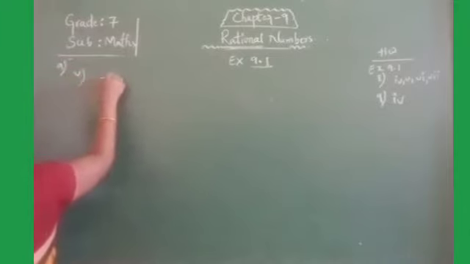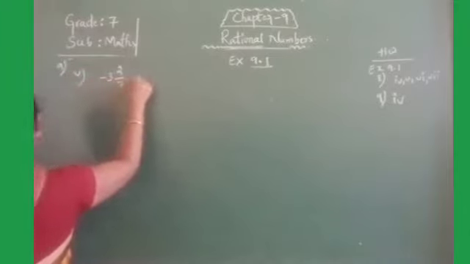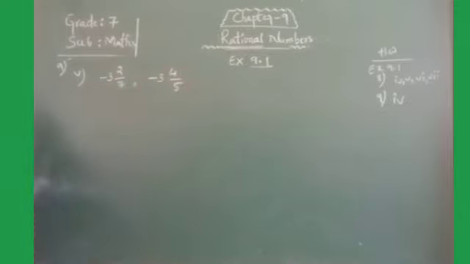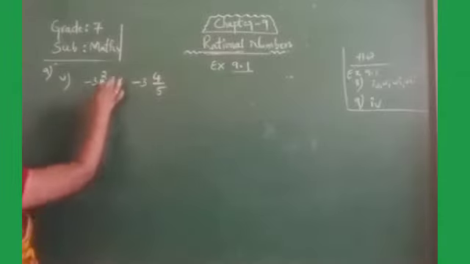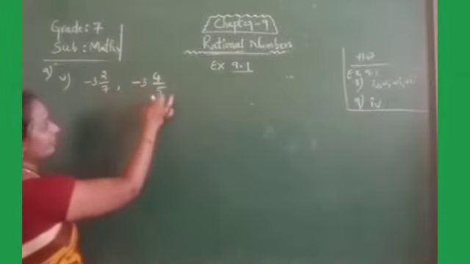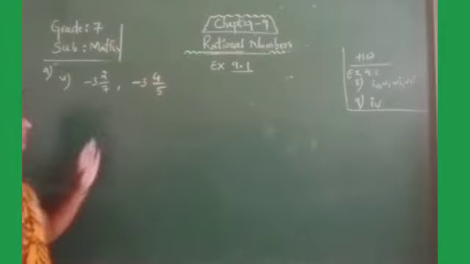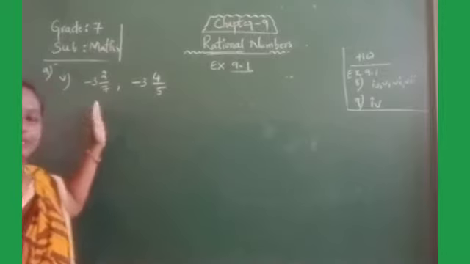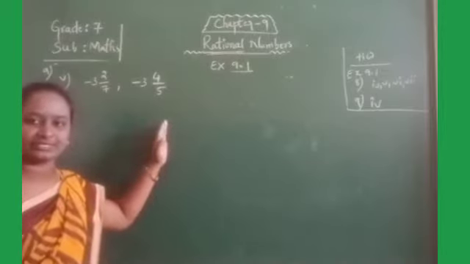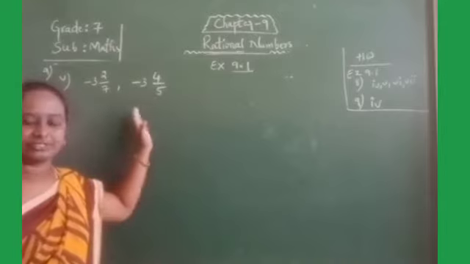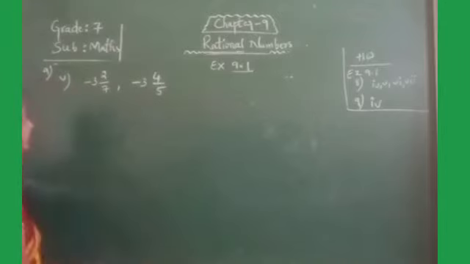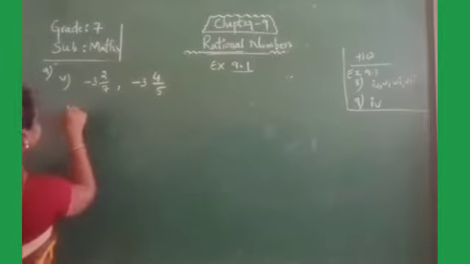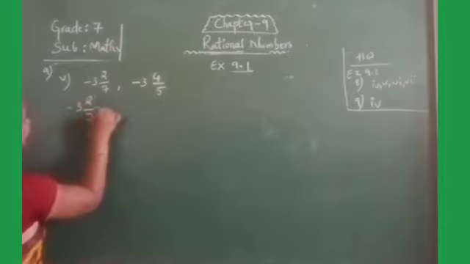Fifth one, that is minus 3 2 by 7 and minus 3 4 by 5. Okay, students, next one: minus 3 2 by 7 and minus 3 4 by 5. These are which type of fractions? Mixed fractions. We have to convert them into improper fractions. Then only can we say which fraction is greater. You know very well how to convert a mixed fraction to an improper fraction. Tell me, minus 3 2 by 7.